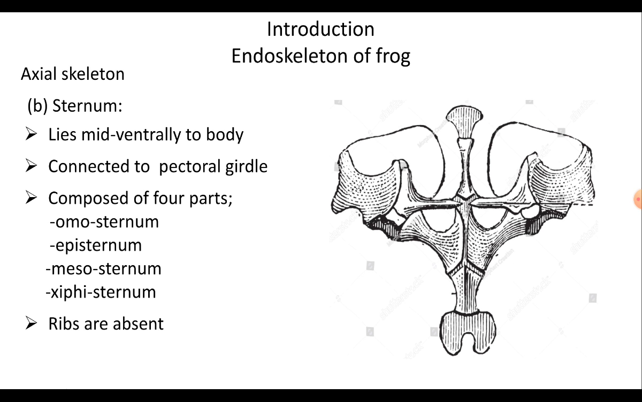The sternum is the other part of the axial skeleton. It is present in the mid-ventral line of the body and connected between the two halves of the pectoral girdle. It is bony as well as cartilaginous in nature, and it consists of 4 parts, that is episternum, omosternum, mesosternum and xiphisternum. The ribs are absent in frog.